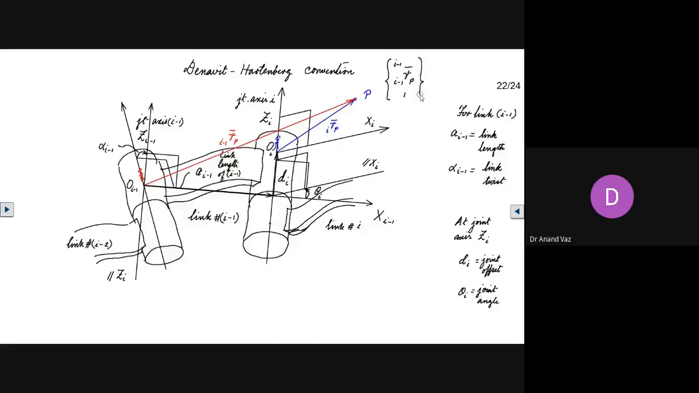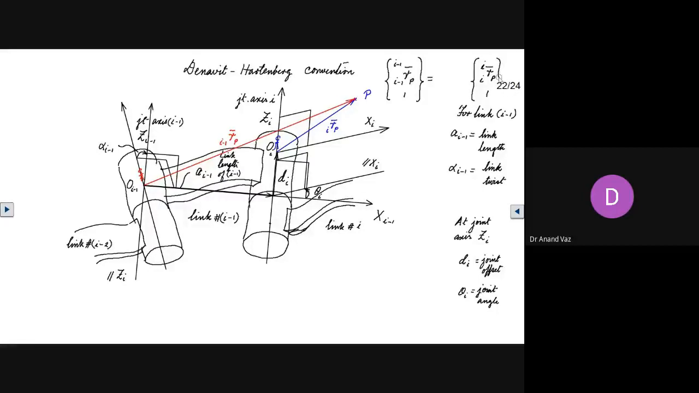And this is equal to the position vector of the same point, but seen from the frame I, expressed also in terms of the coordinates of the frame I. That means something which is done by this observer. And here also we will augment it with 1, so this also becomes a 4 by 1 vector.